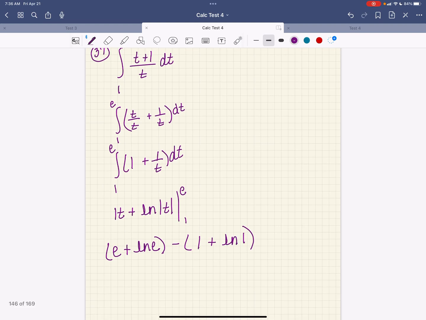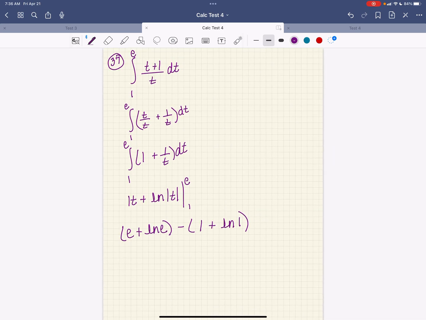And remember, we are subtracting both of those. The natural log of e is just 1, so you have to think back to those 112 log properties. Then I am subtracting 1, and I am subtracting the natural log of 1, but the natural log of 1 is 0. Okay, so my 1 minus 1 and my minus 0 leaves me with e. And that is my final answer right there.